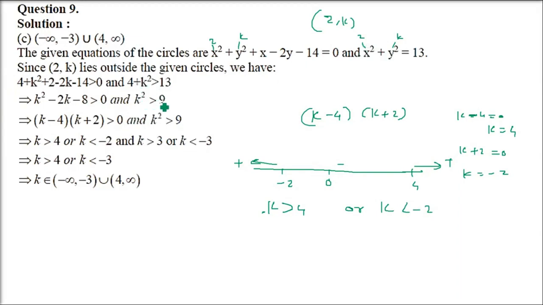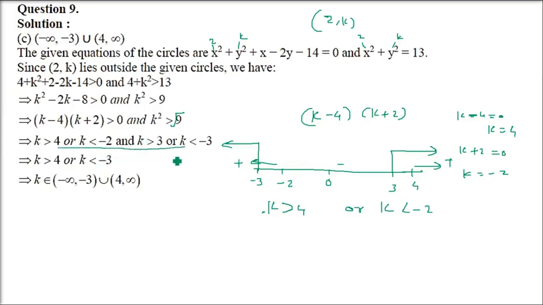k square greater than 9, or you can write it as k square minus 9, k square minus 3 square, (k minus 3)(k plus 3) greater than 0. So same thing, k is either greater than 3 or k is less than minus 3. So if this is 3 and this is minus 3, then k is greater than 3 or k is less than minus 3. This is for the second equation.